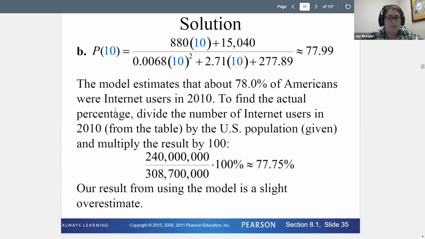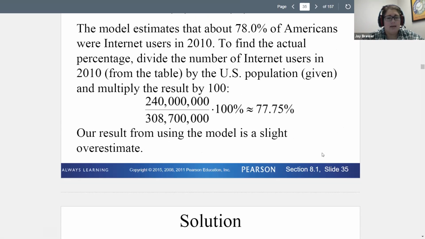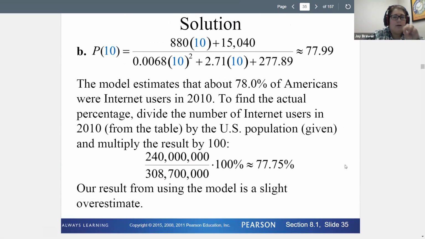Now, you don't have to give me every single word they used here. You can just go with the first sentence: the model indicates that about 78% of Americans were using the internet in 2010. And you don't have to do it verbatim either. You can make your own sentence up. Then the other important sentence is down here where it says our result using the model is a slight overestimate. That's also important. But what you really want to take away from this slide is that you want to give a little bit of a story when it's an application-based problem.